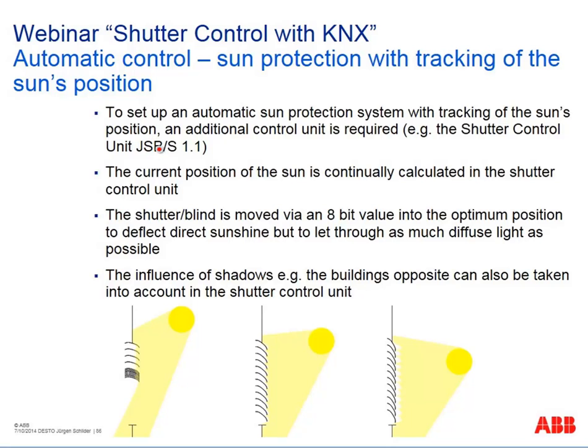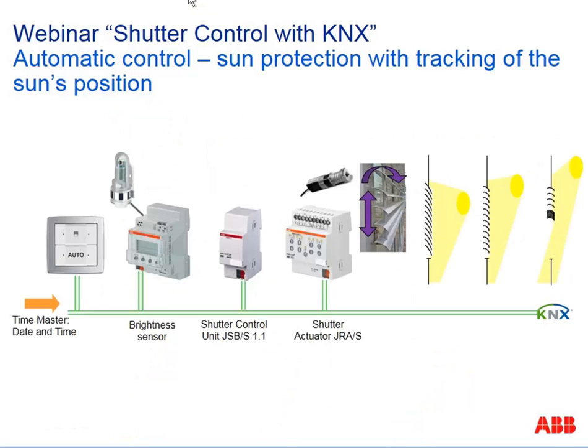One, for example, is the location of the building, so the data of the building, the longitude, maybe east-west, the latitude, north-south, and the direction of the facade. And depending on the time and date, this device knows exactly the position of the sun, and then this device sends an 8-bit value directly to our shutter actuator and changes the height of the lamellas and the angle of the slats. That's the principle about the tracking of the sun position.